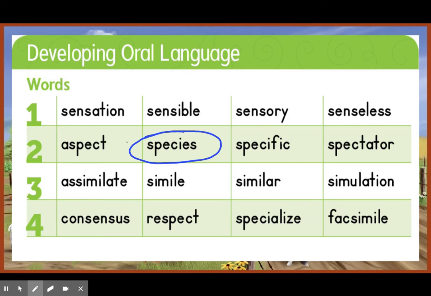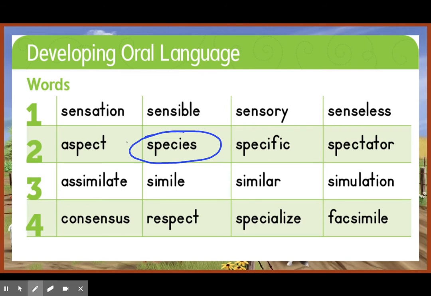We also see this along with native species. This is one we'll be using in the colonization unit when we talk about species of plants and animals that were here in the Americas before Europeans came in. That would be a native species. It was here before other people brought things in.